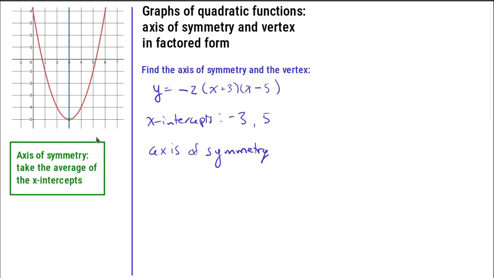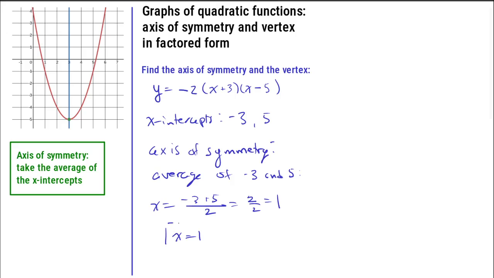So our trick is to take the average. It's the average of negative 3 and 5. And the way averages work, you add the two numbers up and divide by 2. So negative 3 plus 5, that's 2, and then 2 in the denominator. 2 divided by 2 is 1. So our axis of symmetry is x equals 1.